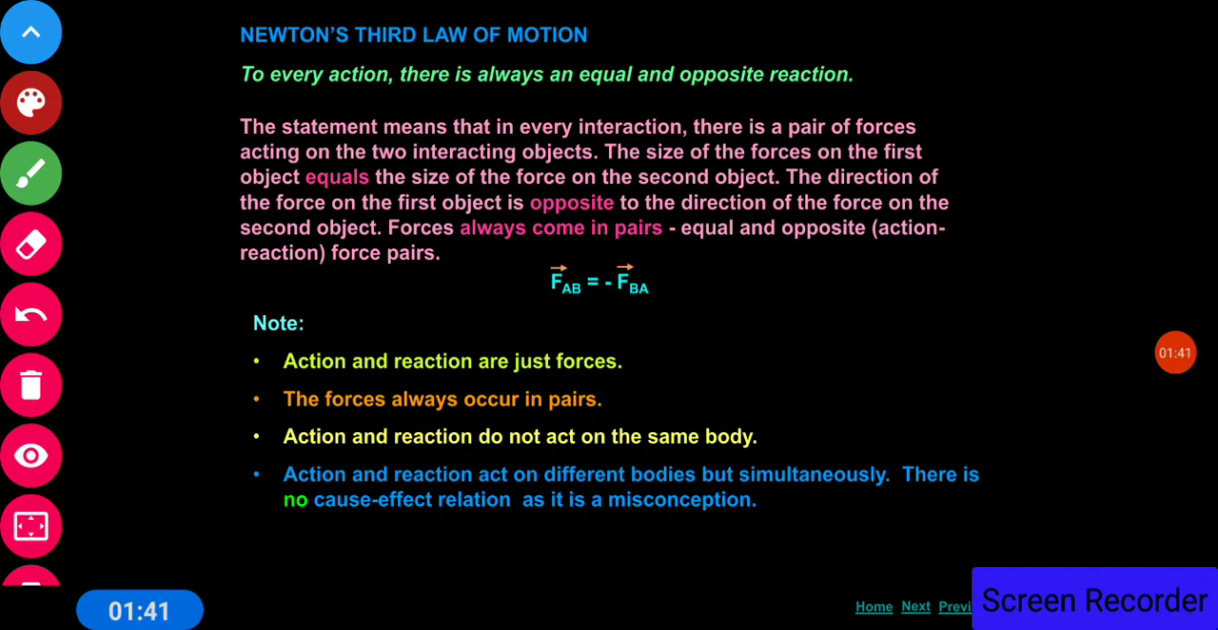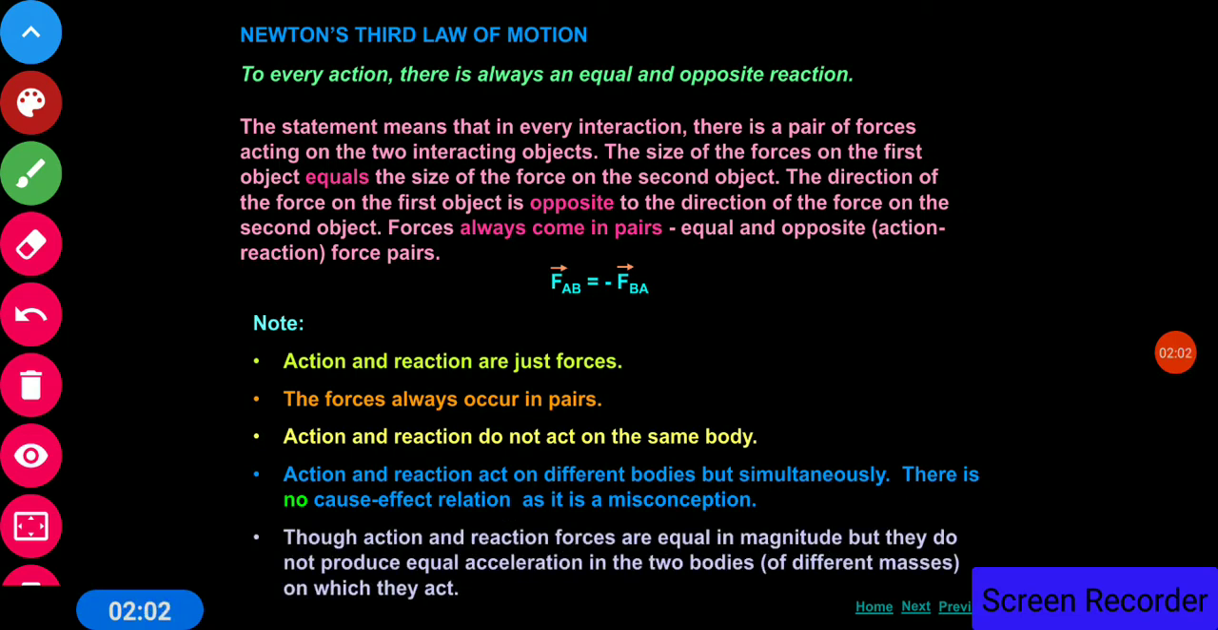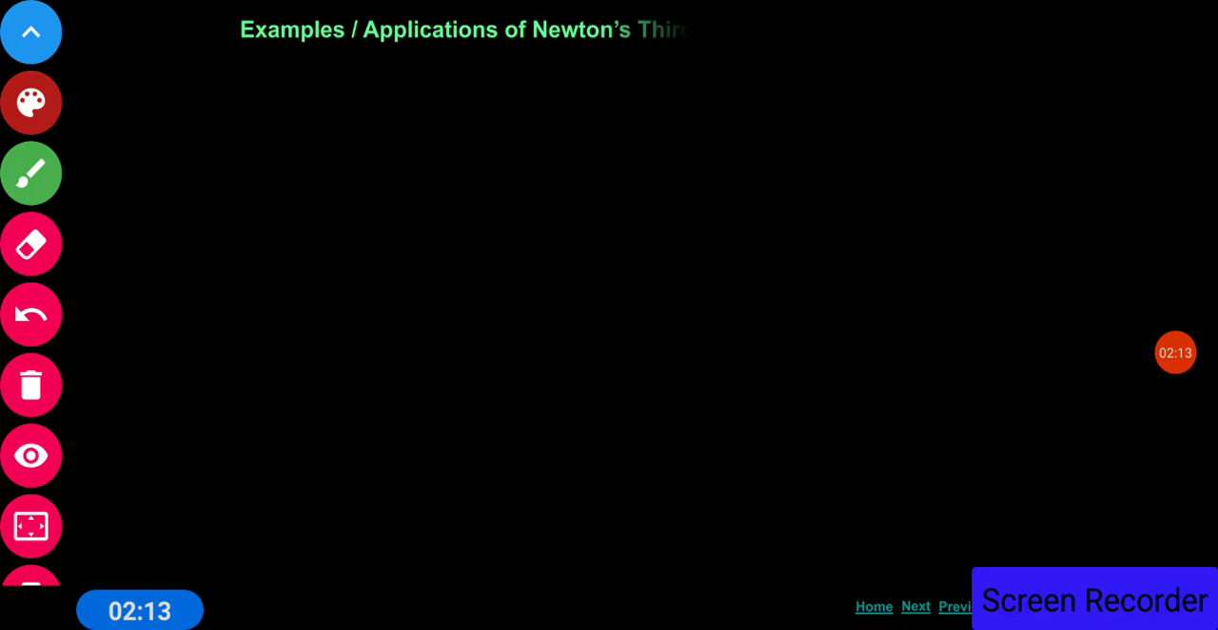It is a big misconception that we can define this force as the action and because of this action the other force is the reaction. The forces always occur in pairs and they act on different bodies. Though action and reaction forces are equal in magnitude, they do not produce equal acceleration in the two bodies of different masses on which they act.